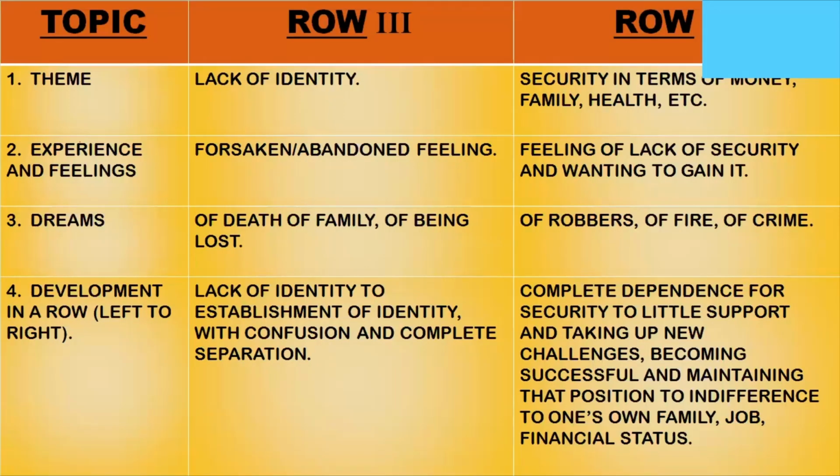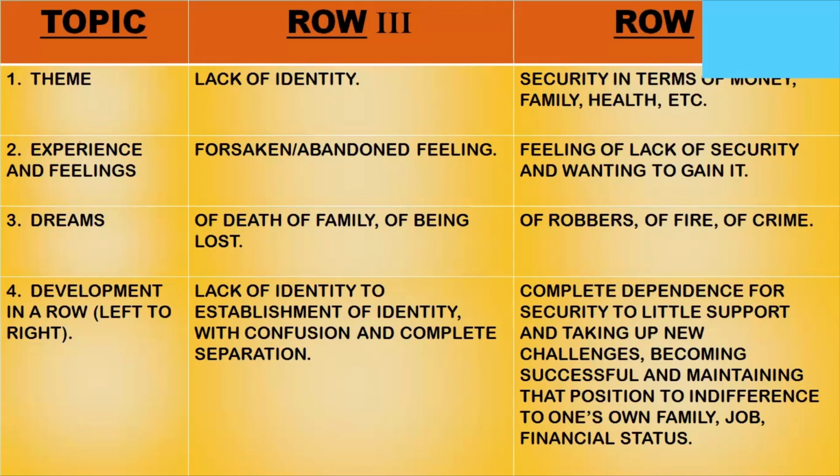Then how is it different from row 3 and row 4? How will the difference be for row 3 and row 4? There is lack of identity in row 3 that we have seen in natrum and magnesium. Likewise, in case of calcium, we are seeing money, family, health issues. In case of magnesium carb and these magnesium elements, we see frequent forsaken feeling, abandoned feeling. Here it is lack of support, wanting support. The dreams in case of row 3 are about death of family, being lost. In case of row 4, it is about robbers and crime.